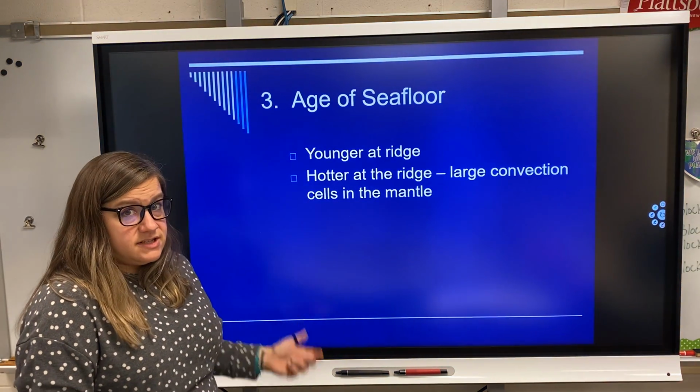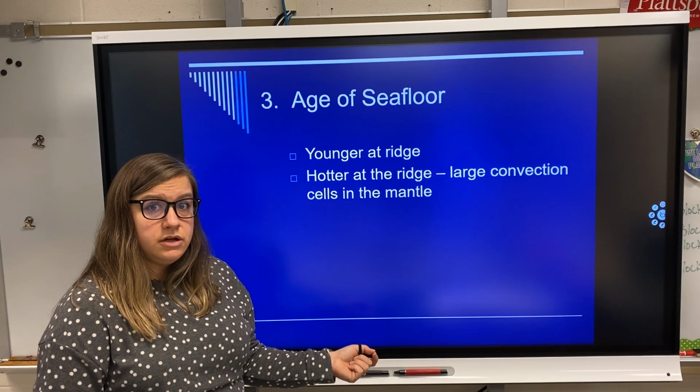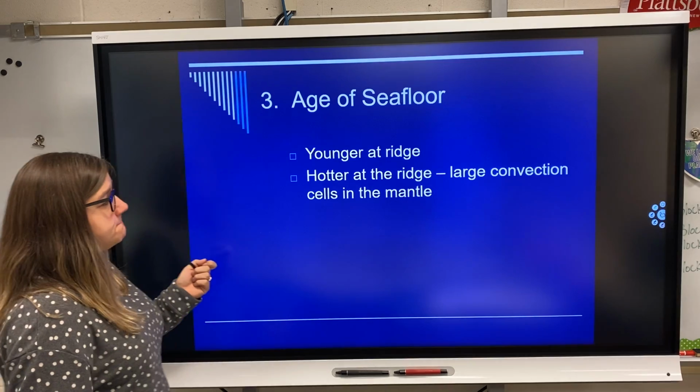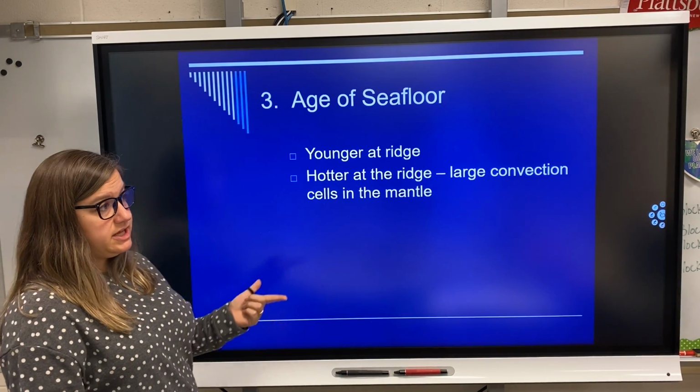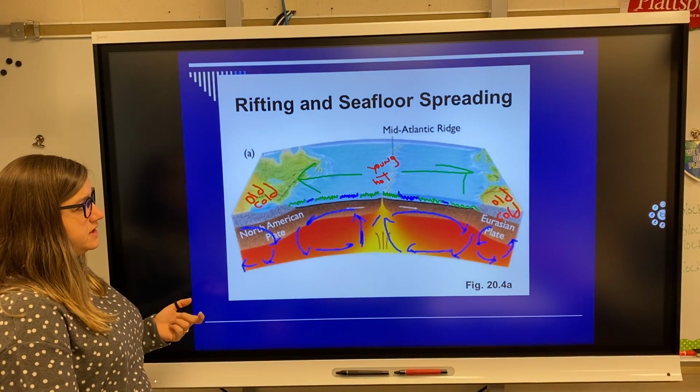Also because of the age of the sea floor. In that picture I just showed you, the youngest rock is at the center and the oldest rock is farthest away on both sides. It's also hotter at the ridge and it gets colder the farther out you get. So this is the rifting seafloor spreading.